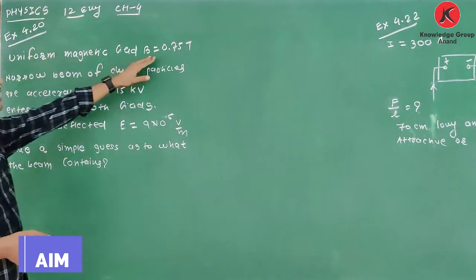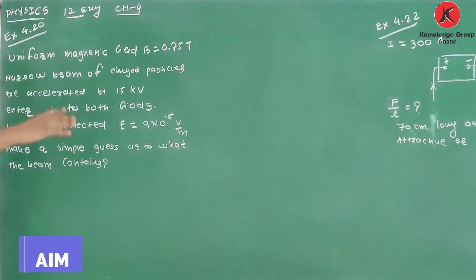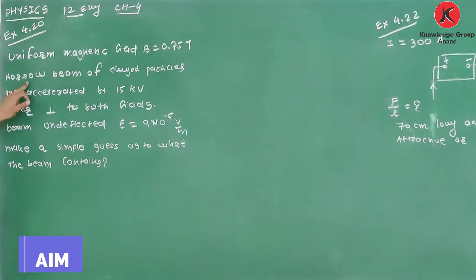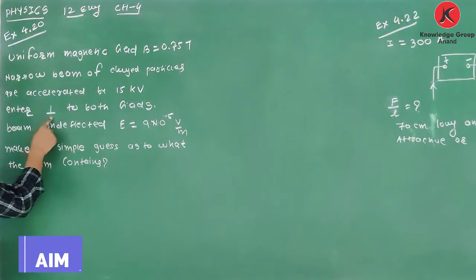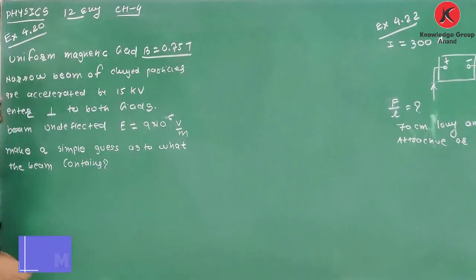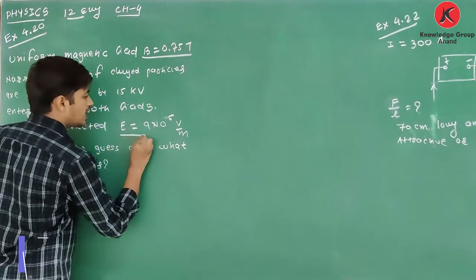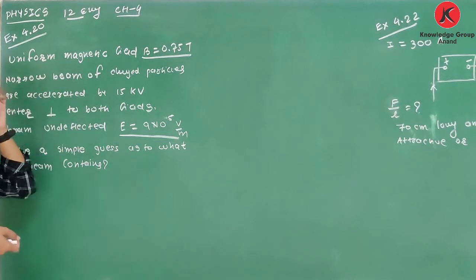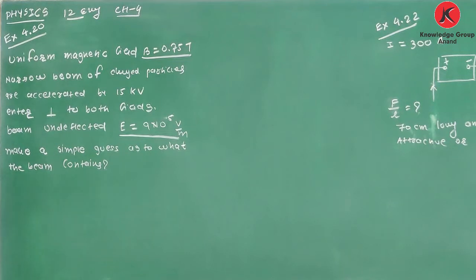A uniform magnetic field B equal to 0.75 tesla is acting in some region. In the same region, a uniform electric field is also present, 9 into 10 raised to 5 volt per meter. A narrow beam of charged particles accelerated by 15 kilovolt enters perpendicular to both fields. Clear?